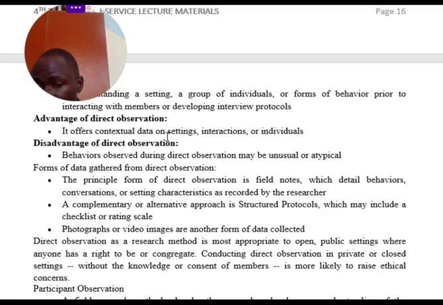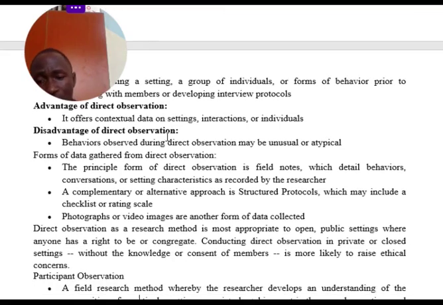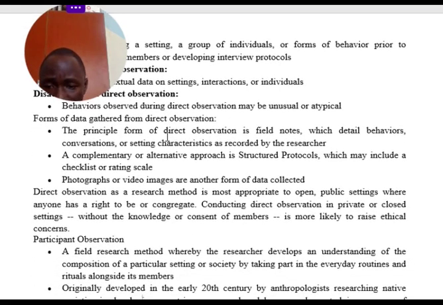They are saying that photographs or videos are also another form of data collected from the field. So when you capture photographs or use videos, they can also be helpful to display the information that may be captured in the field. So those are some of the disadvantages.